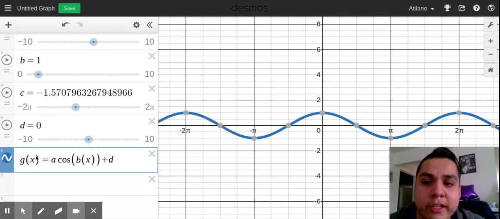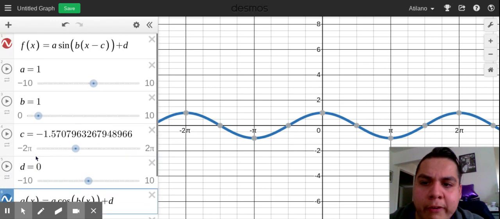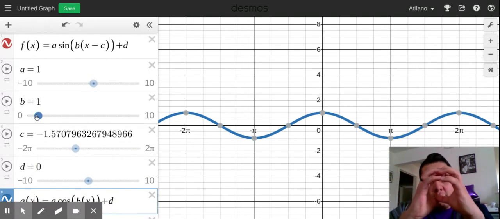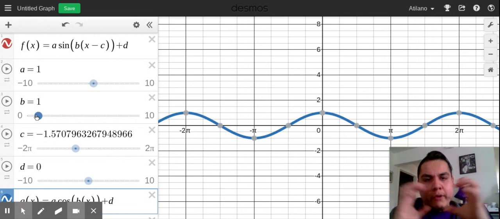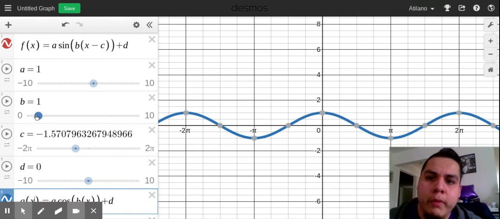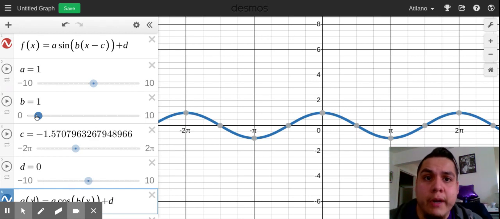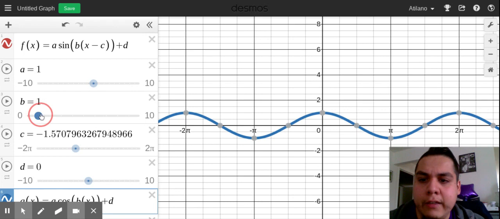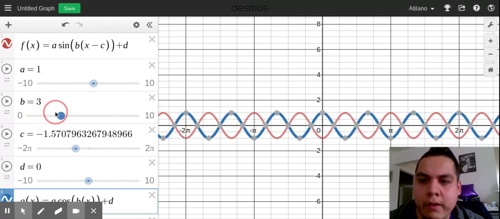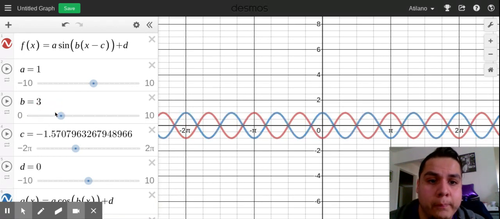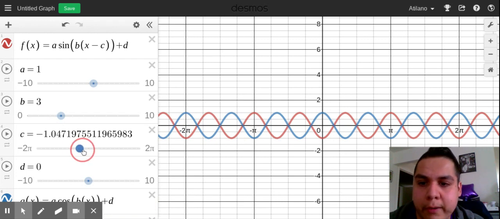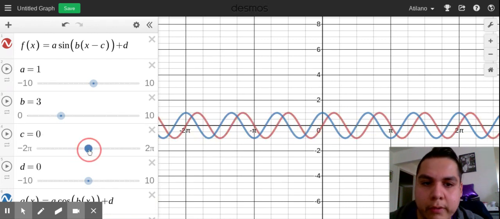But here's something I need you to consider. Well, what if I change the b value, right? Because the b value can either stretch or compress my graph horizontally. And I know that based off how much I add or subtract, I can move the sine graph left or right. So what if I had a 3 pi here, right? So let me reset this back to 0.